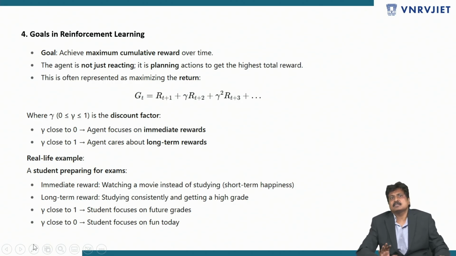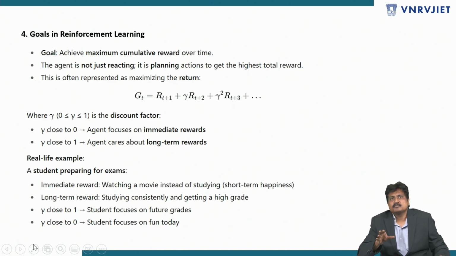This is often represented as maximizing the return actually. Let's talk about a small equation, G_t equals R_(t+1) plus gamma R_(t+2) plus gamma squared R_(t+3), and so on, where gamma is a discount factor. Gamma lies between 0 and 1, that is, 0 less than or equal to gamma less than or equal to 1, and is the discount factor actually.